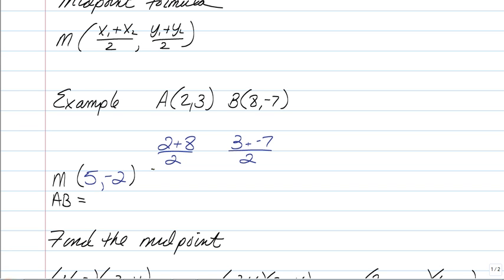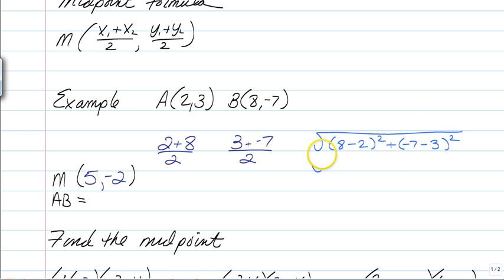Now distance is a little bit more challenging. What you need to do first of all is you need a big old square root. Then you need your parentheses squared. Inside, you subtract your x's. So we'll have 8 minus 2. And we're going to have to subtract our y's, which is a negative 7 minus 3.